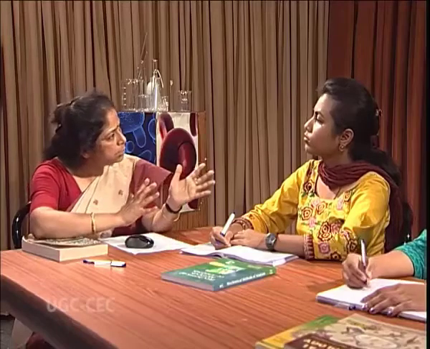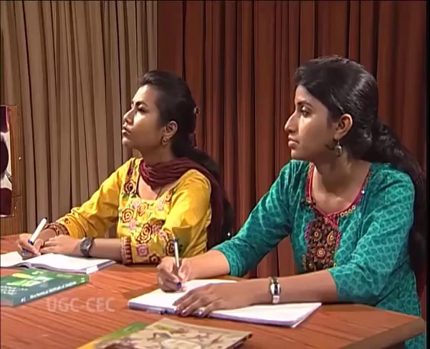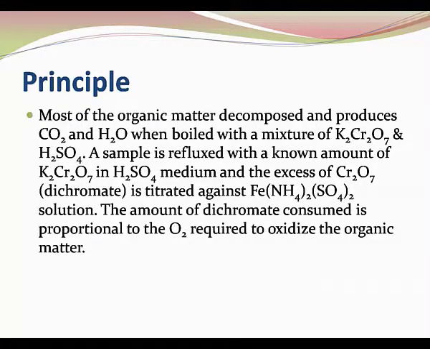Now we know what is BOD and what is COD. Now let us go on to the relationship, whether they are related in some way, whether this data helps us in some way or not. So all this shows that the main principle behind COD determination is based on oxidation of all organic matter in the sample by acidified potassium dichromate. The amount of dichromate consumed is proportional to the oxygen required to oxidize the organic matter.